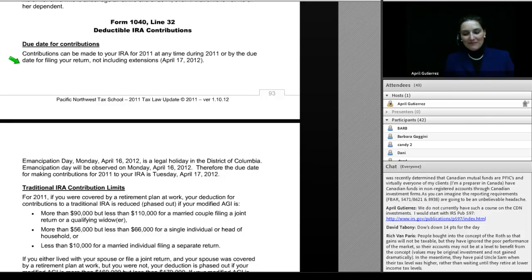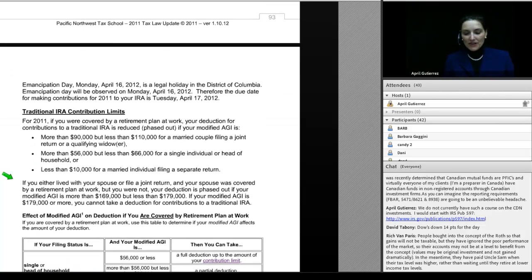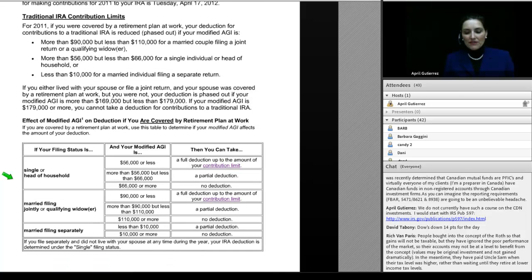So you have until April 17th to file your return. You also have until April 17th to get money into an IRA and claim a deduction for it on your 2011 tax return. Now, of course, bearing in mind there are rules about making contributions to IRAs, and those rules are largely based upon having income.